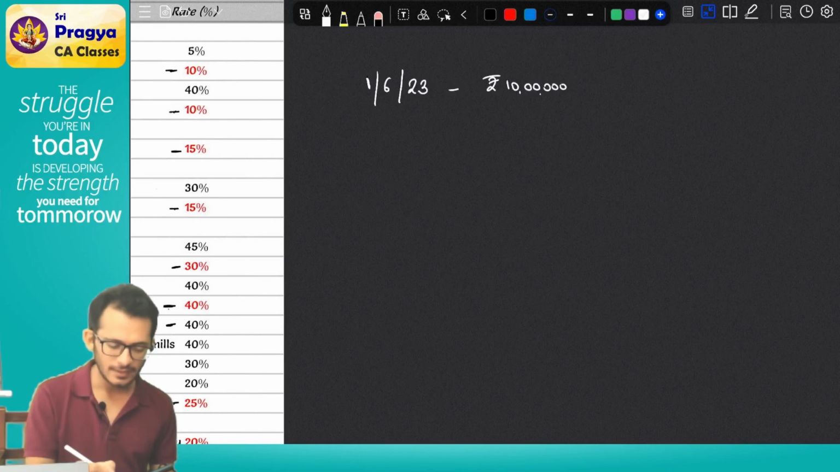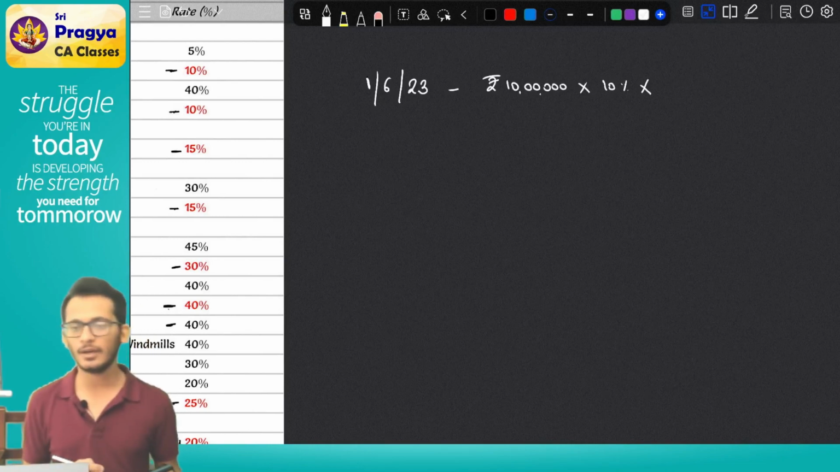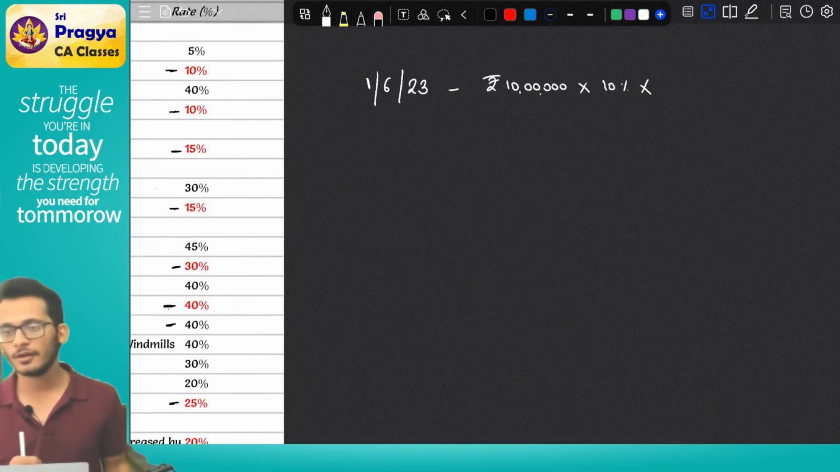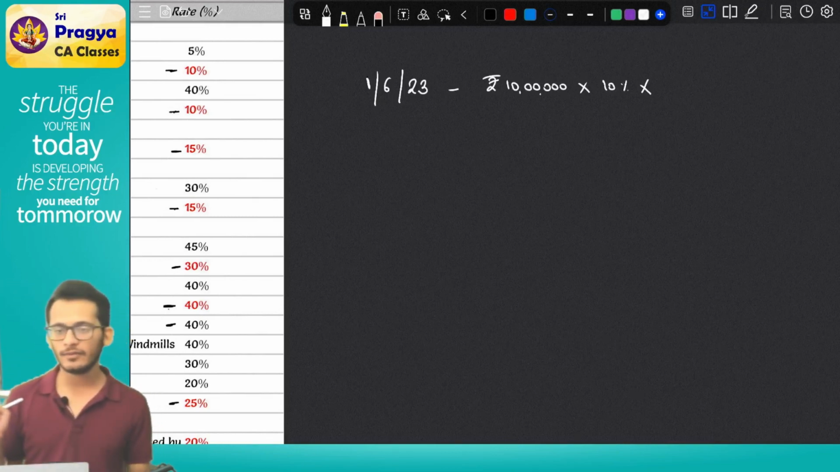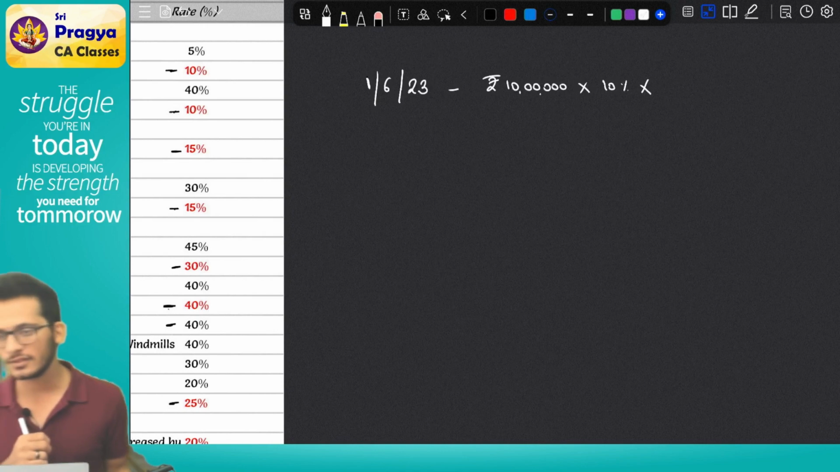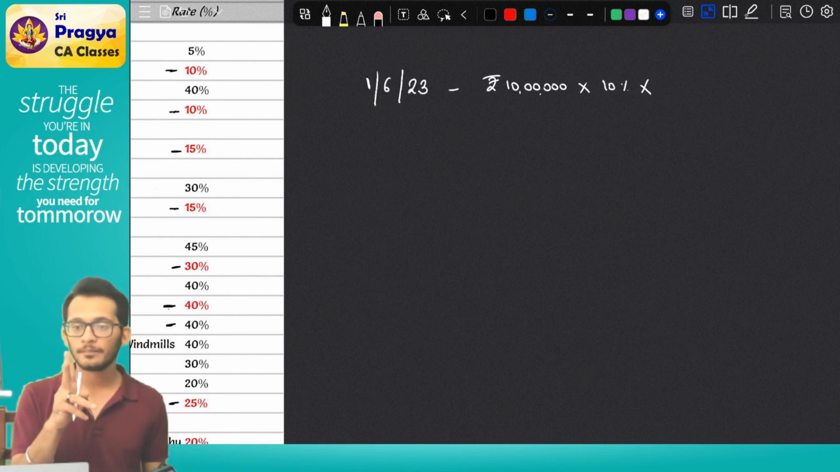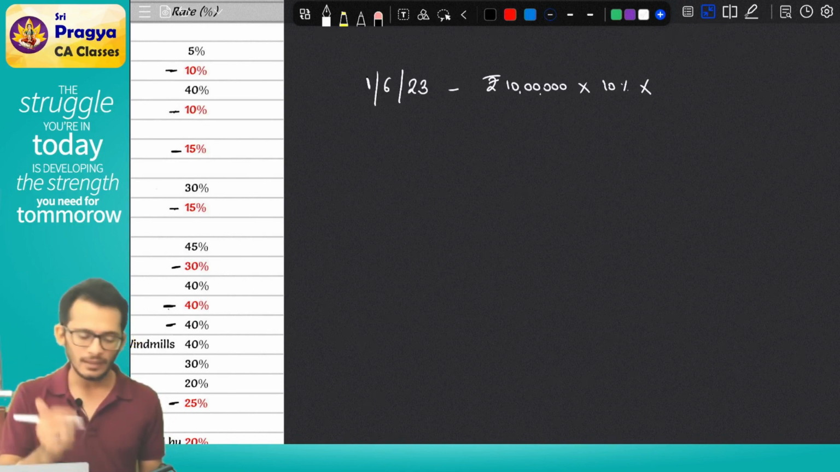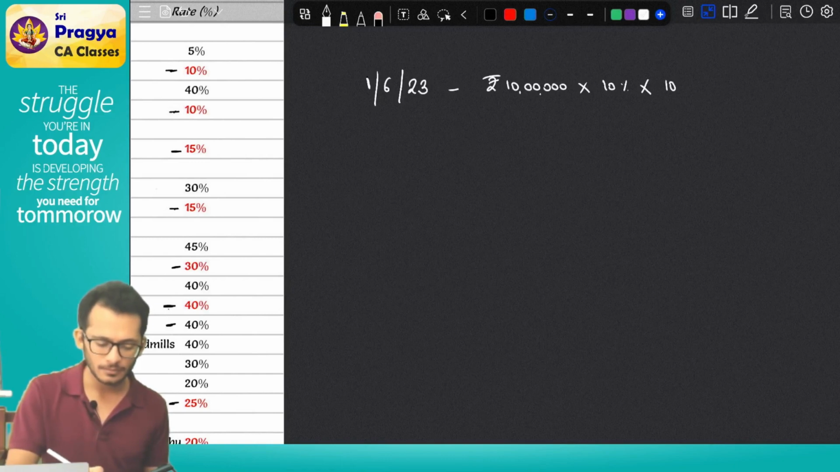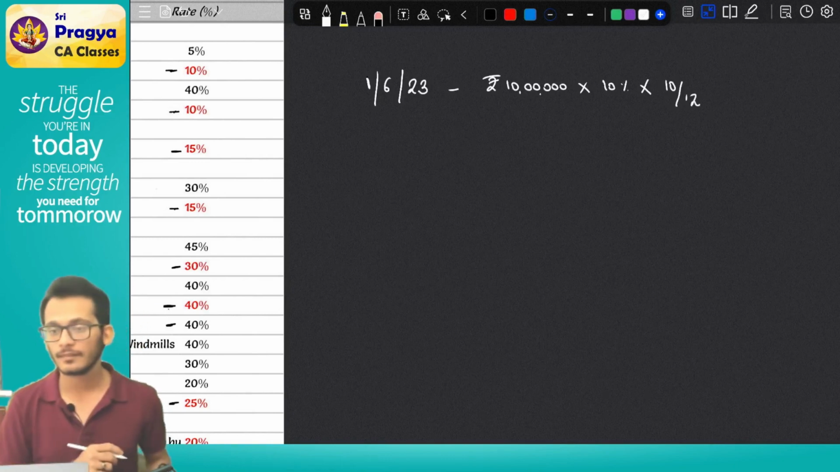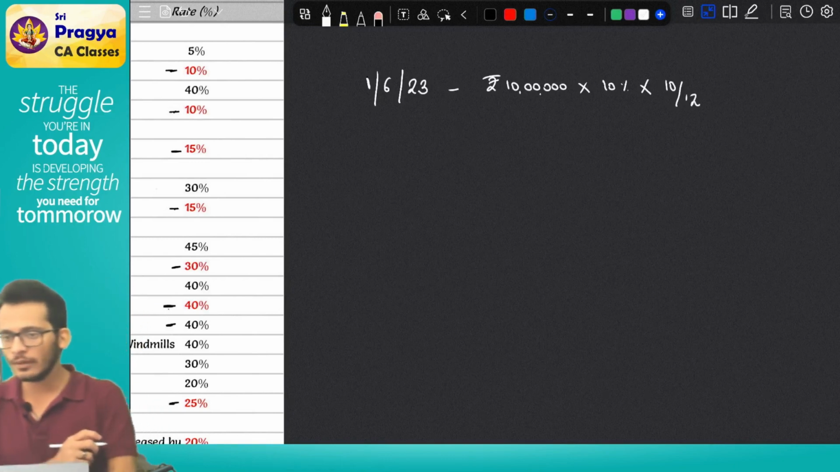Building is costing 10 lakhs. You will charge how much depreciation? 10%. Will you charge full 10% depreciation, Rahul, in accounts? No, because you bought the asset only on 1st June. You did not use the asset for 2 months, April and May. Therefore, you will charge depreciation only for 10 months. This is how accounts works. Yes or no?